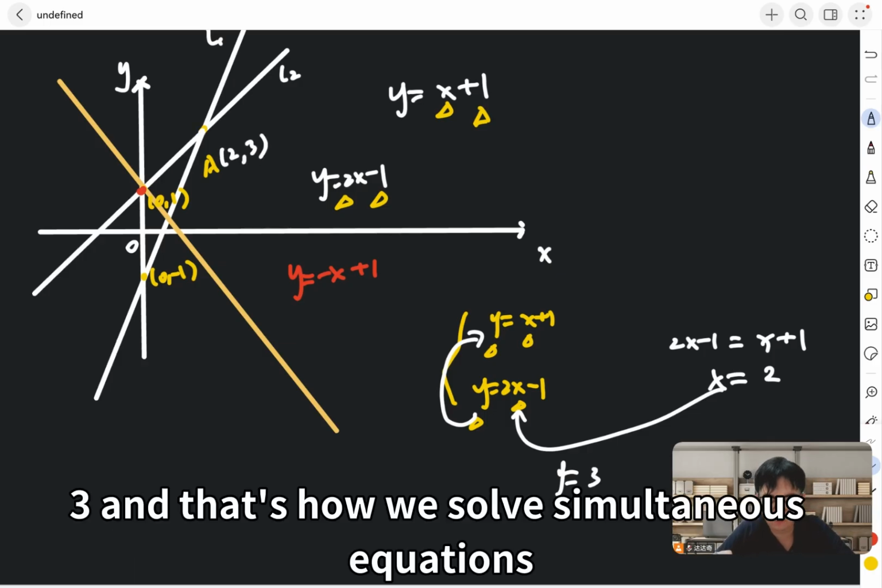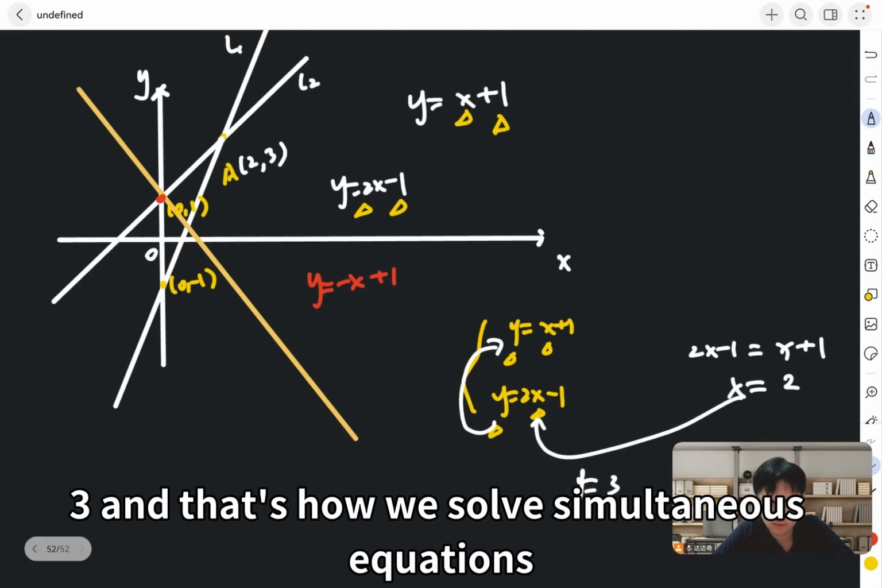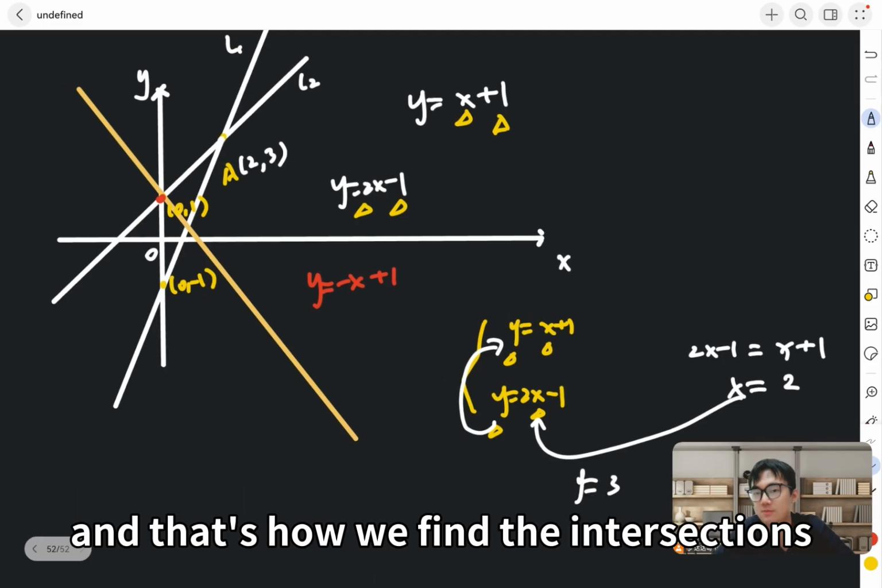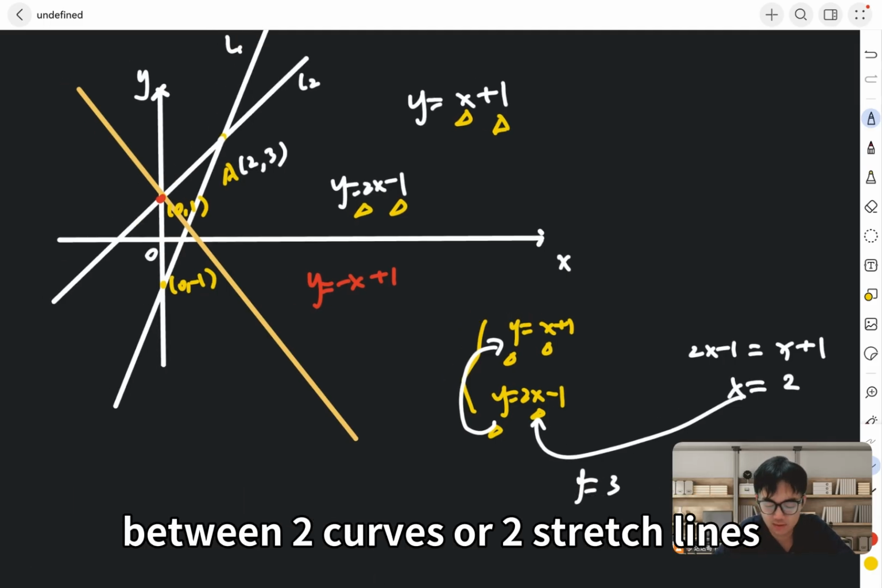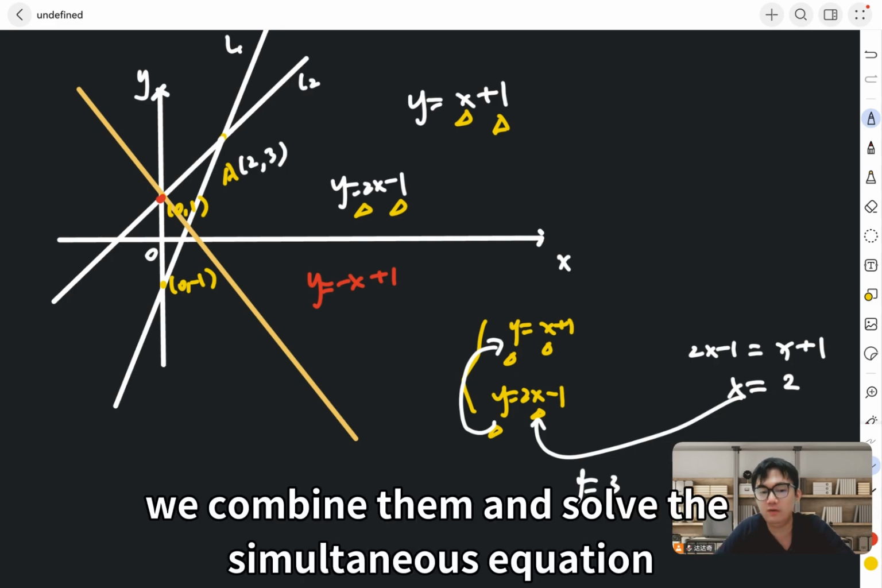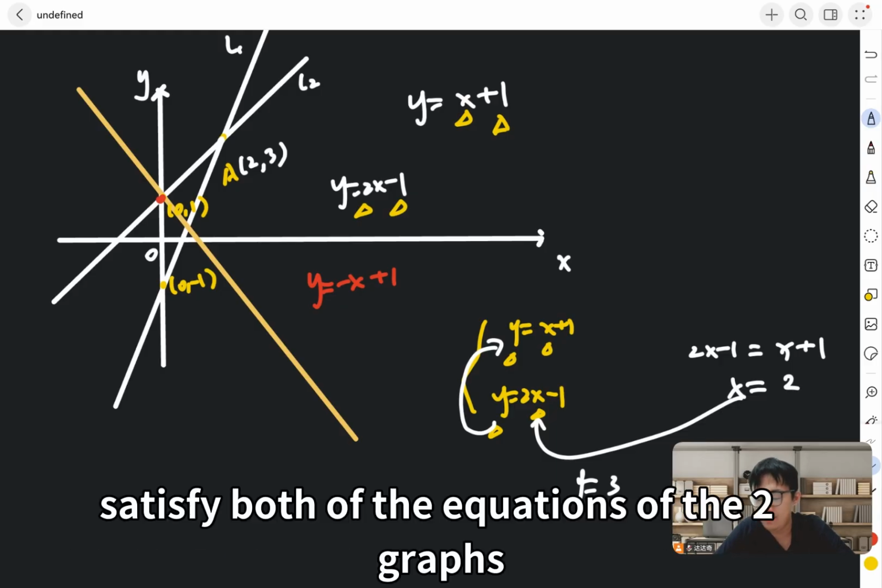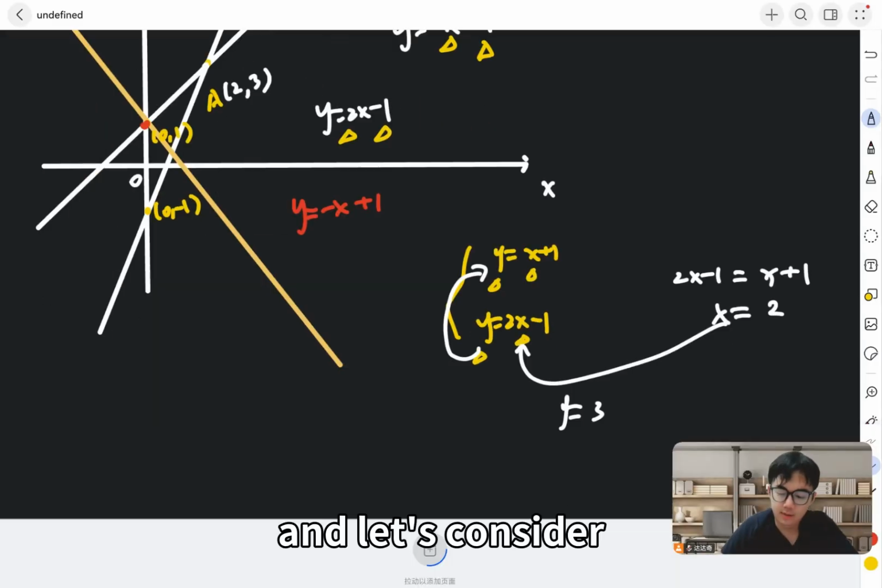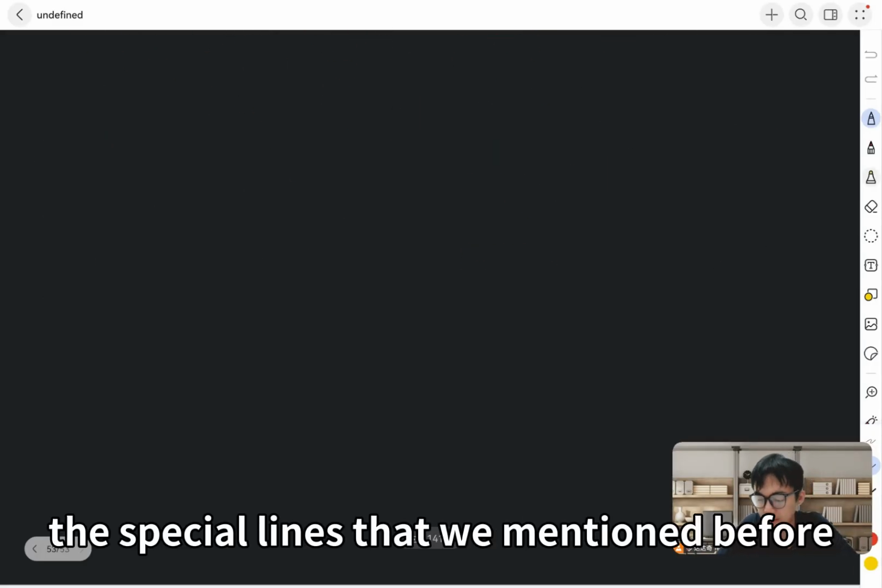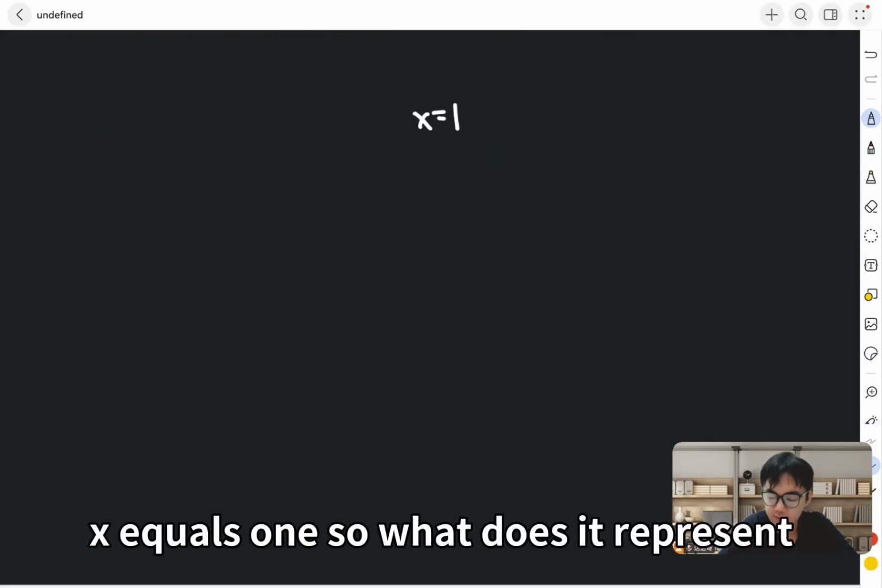And that's how we solve simultaneous equations, and that's how we find the intersections between two curves or two straight lines. We combine them and solve the simultaneous equations, because their intersection will definitely satisfy both of the equations of the two graphs. Now let's consider the special lines that we mentioned before, x equals 1.